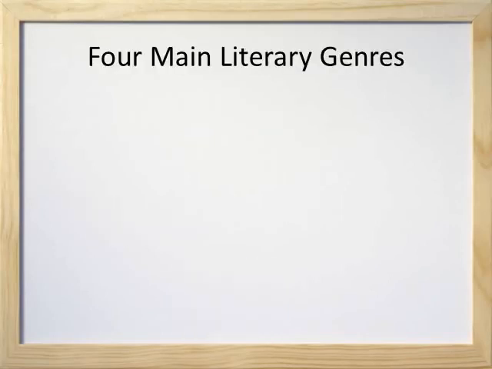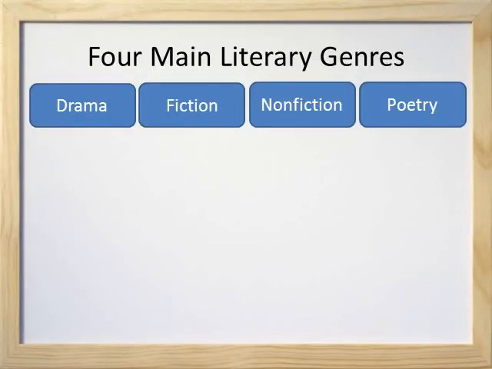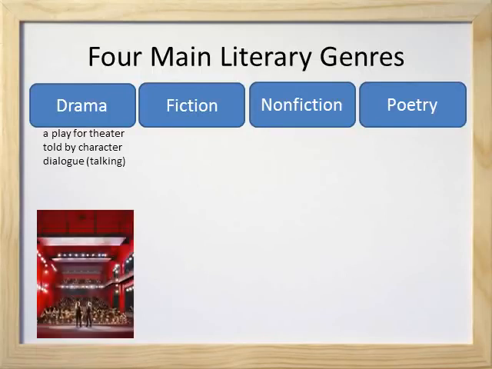There are four main literary genres: drama, fiction, nonfiction, and poetry. Let's talk about the definition and an example of each one. Drama is a play for theater told by character dialogue or talking. Here's an example of a drama or play being performed in a theater. We can read drama and we can also watch it.